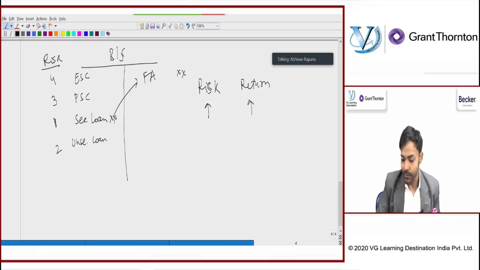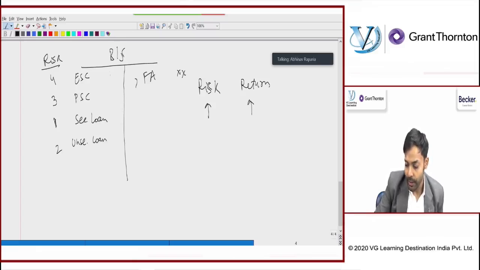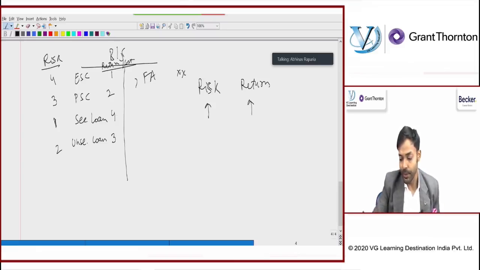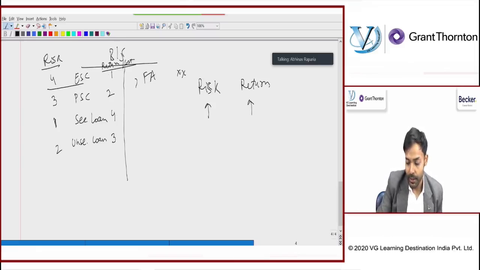So what we have said is, the higher the risk, the higher the return the person will be expecting. Going by that logic, the highest risk is taken by the equity shareholder. So if I talk about the expected return or cost, his would be number one. Then the second would be the preference share capital. Third would be the unsecured loans, and the fourth would be the secured loans. The person taking the least risk would be expecting the least return.